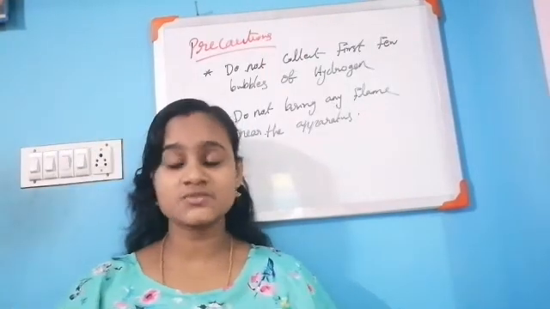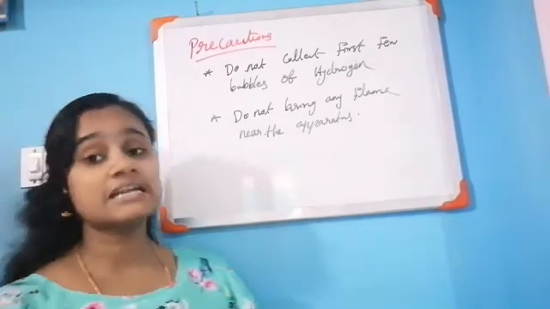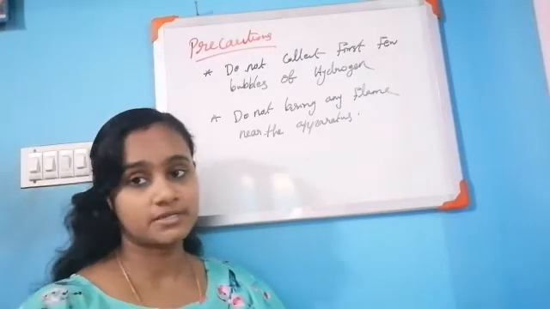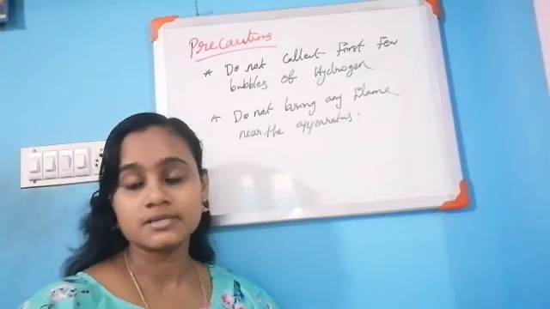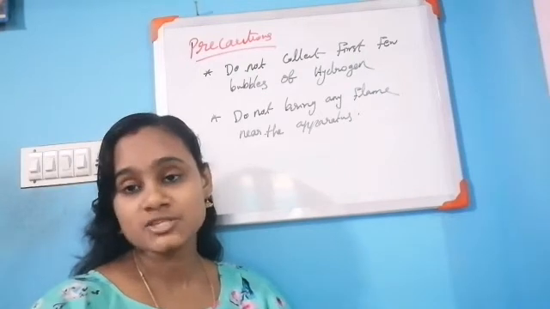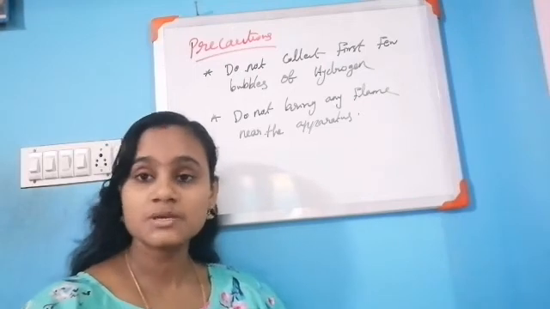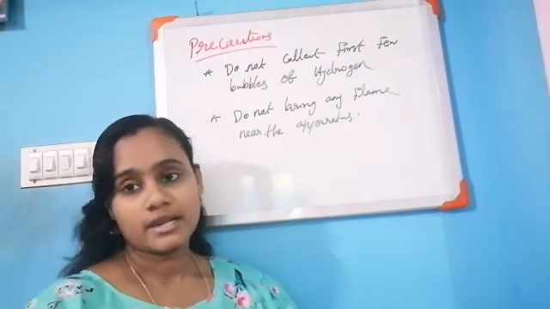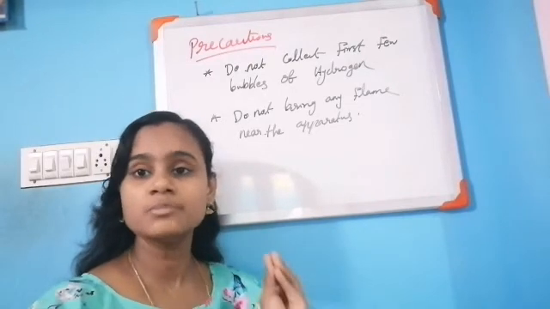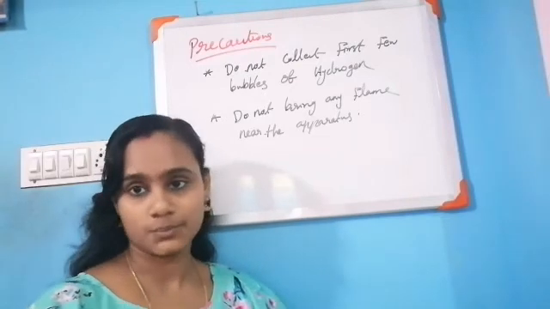Next, what are the precautions we need to take? The first precaution is do not collect the first few bubbles of hydrogen. I told you dilute hydrochloric acid is passed through the thistle funnel and comes in contact with the zinc granules. At that time, liberation of hydrogen occurs, that means small bubbles of hydrogen are released. So do not collect the first few bubbles of hydrogen, because they contain air too.